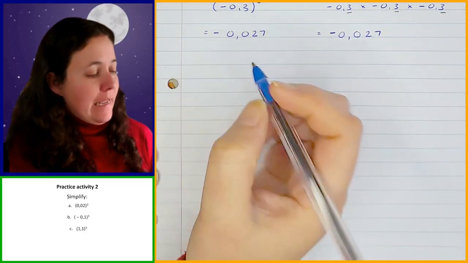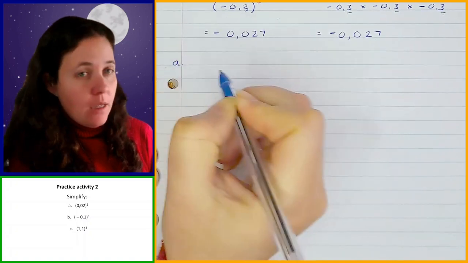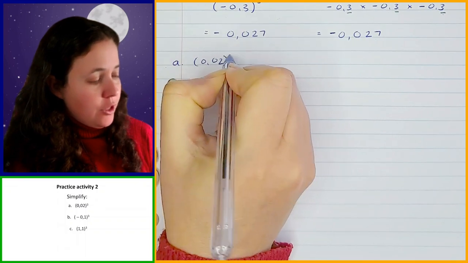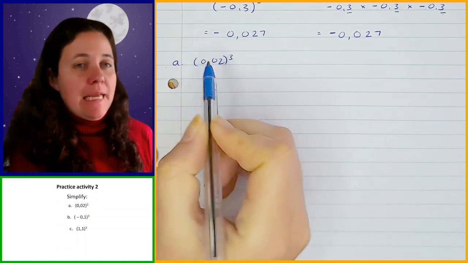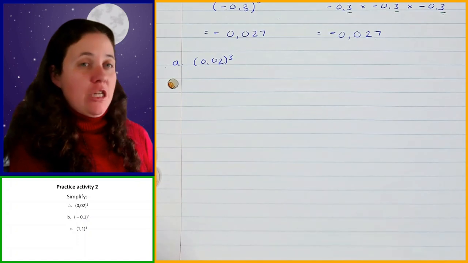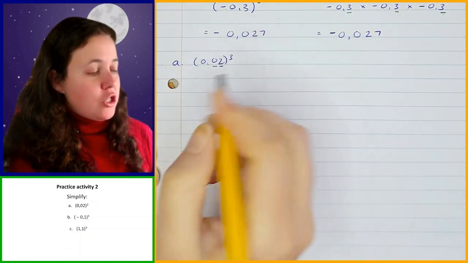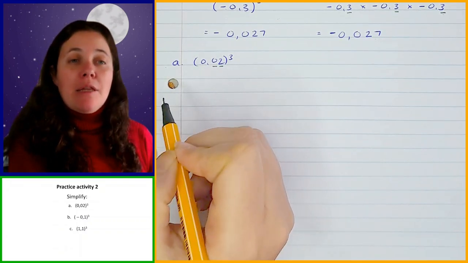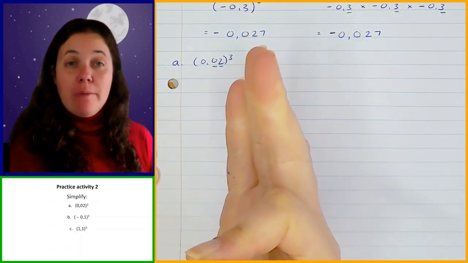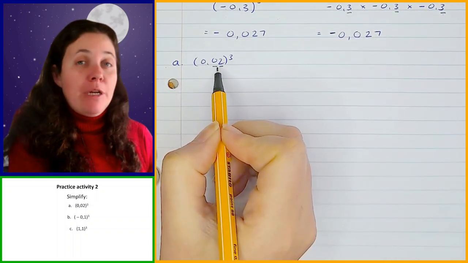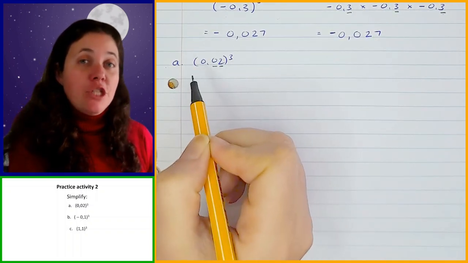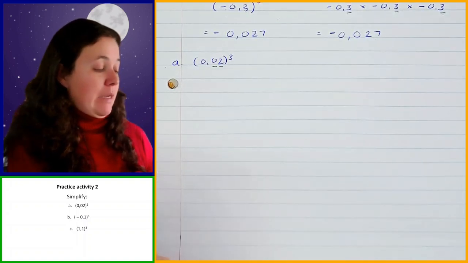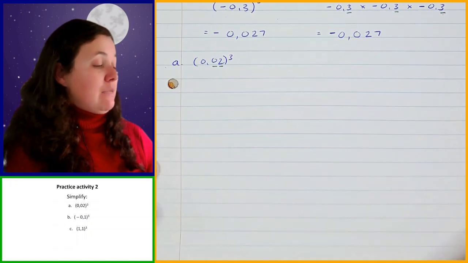So for question A, we had 0.02 cubed. First of all, we need to see how many decimal places there are initially. In 0.02, there are 2 decimal places. Now I'm multiplying this by itself, and there are 3 of them being multiplied together. If there are 3 identical things being multiplied together, then each of them will also have 2 decimal places. So that means I'm going to have altogether 6 decimal places. So my answer needs to have 6 decimal places.